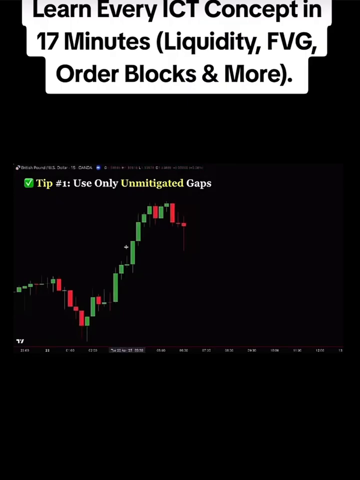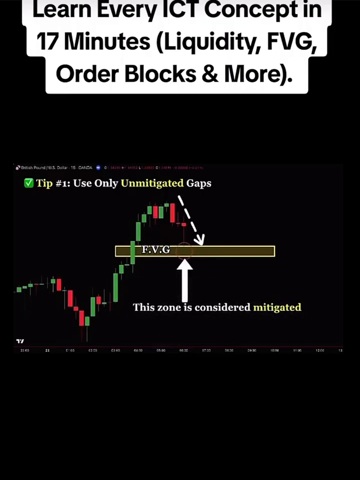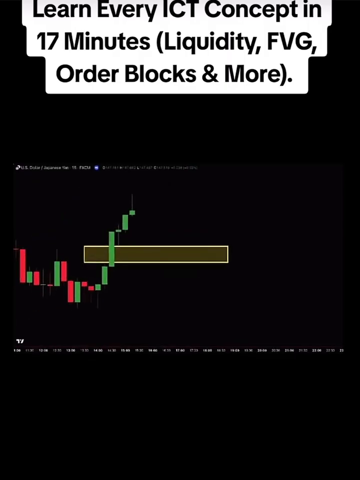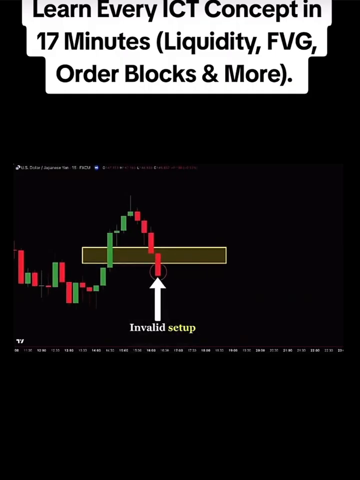Tip number 1, use only unmitigated gaps. The best fair value gaps are fresh, meaning price hasn't returned to test them yet. Once price comes back and touches the gap, that zone is considered mitigated. Its edge weakens. So if you spot a fair value gap that has already been retested, it's better to skip it. Also, watch out for price that retraces too deep. If it closes inside or below the gap, the setup becomes invalid. Ideally, you want price to tap the gap, respect it, and bounce.